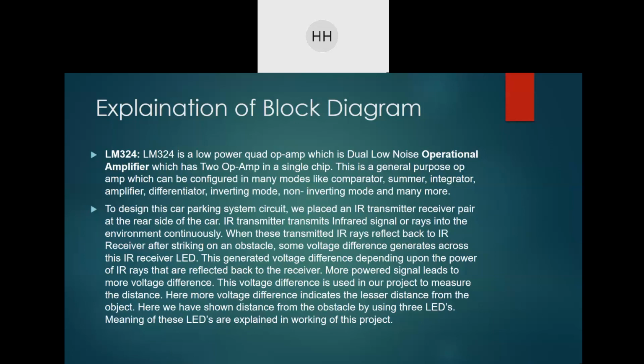So it will generate a different voltage depending upon the amount of IR rays that are reflected back to the receiver. A more powerful signal leads to more voltage difference. This voltage difference is used in our project to measure the distance. More voltage difference indicates a closer distance from the object.